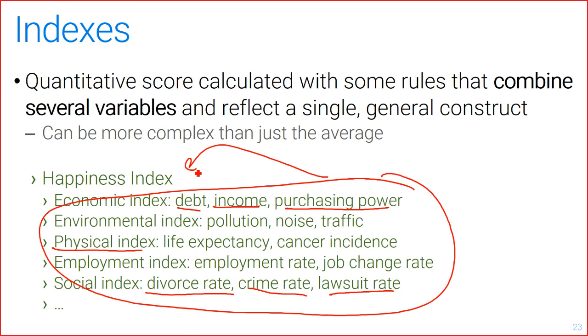And then which rules you use, of course, this has to be backed up by some theory. So somehow you have to argue why, I don't know, traffic has twice as much impact as noise on the happiness of people. If there's something that you can quantify, fine. If not, you have to argue why you're giving it twice as much weight. And there's plenty of indexes around. Probably the most famous one is the Gini index, which measures economic inequality among people.